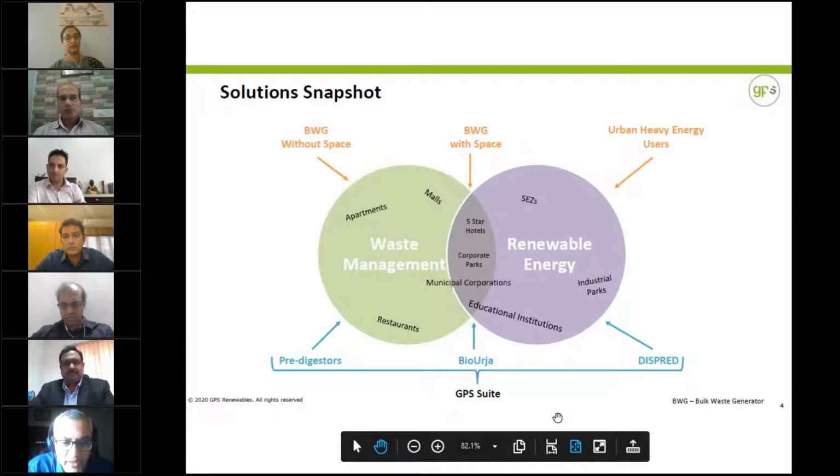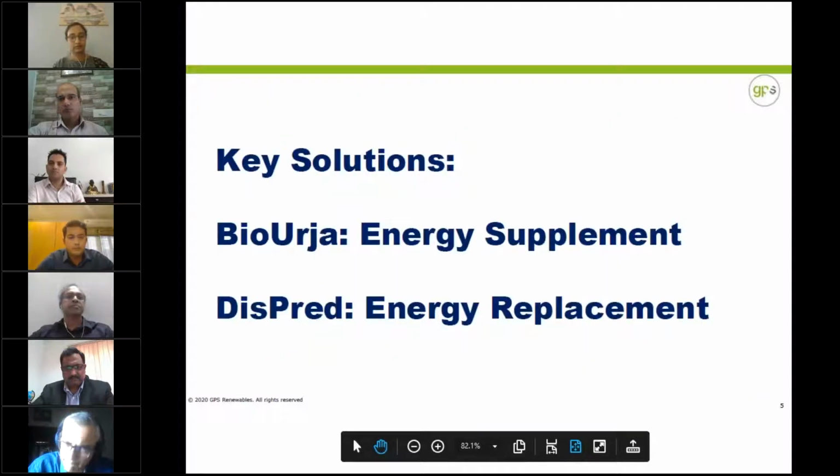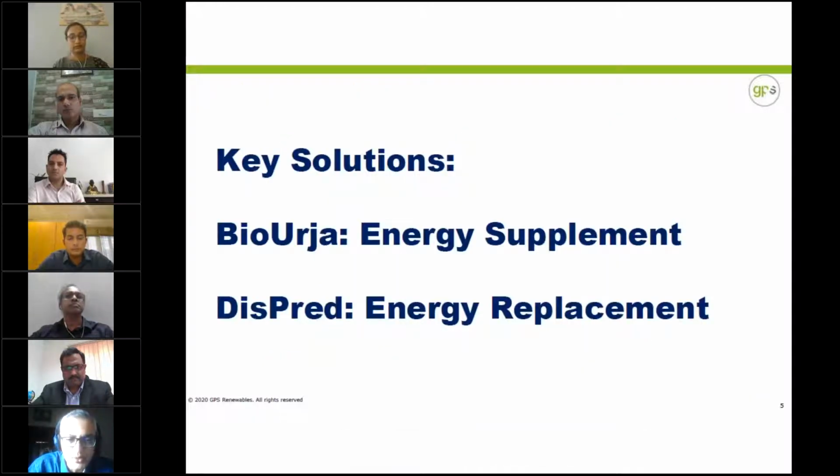But in this specific case, we talk about two different solutions that we have. One is called the Bio-Urja, which Sonia just now talked about. And the second one is called the Disparate, which is a separate solution altogether. So Bio-Urja can be seen as an energy supplement, while the Disparate can be seen as an energy replacement. This purely shows the scale of the solution.